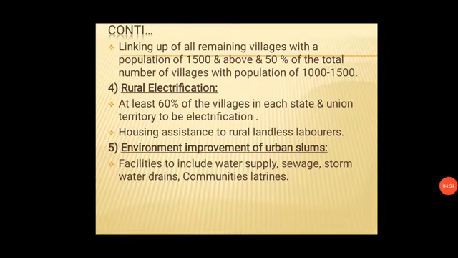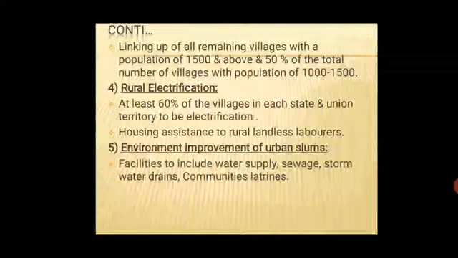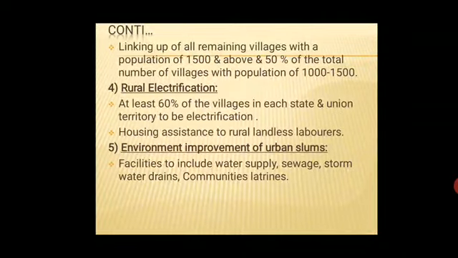The next objective, or next component, is rural electrification. At least 60% of the villages in each state and union territory are to be electrified. That means in the states, 60% of villages should have electricity. Next is housing assistance to rural landless laborers. This is another important thing. The first is providing electricity to village and rural areas, and the other is housing assistance, giving assistance to build homes for rural landless laborers.